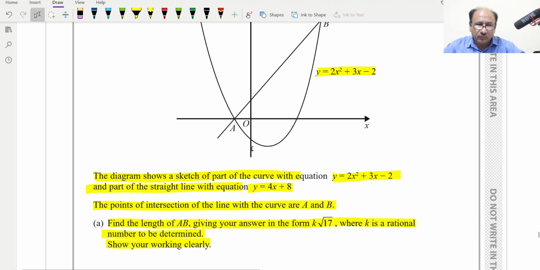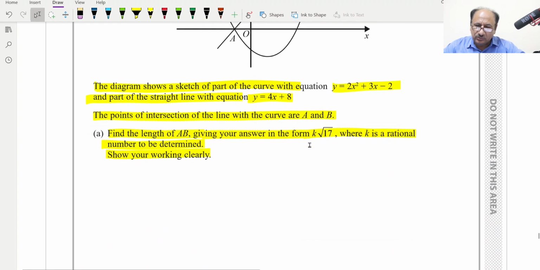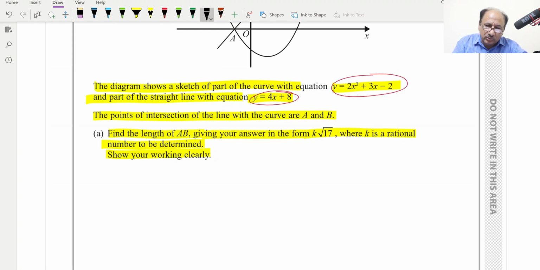So what we will do, for points of intersection, we will equalize both the equations. And what are those equations? One is this one and second is this one. So we'll equalize the equations. 4x plus 8 is equal to, I will rewrite this, 2x square plus 3x minus 2. Now we will be finding the points of intersection of these two, one curve and a straight line.